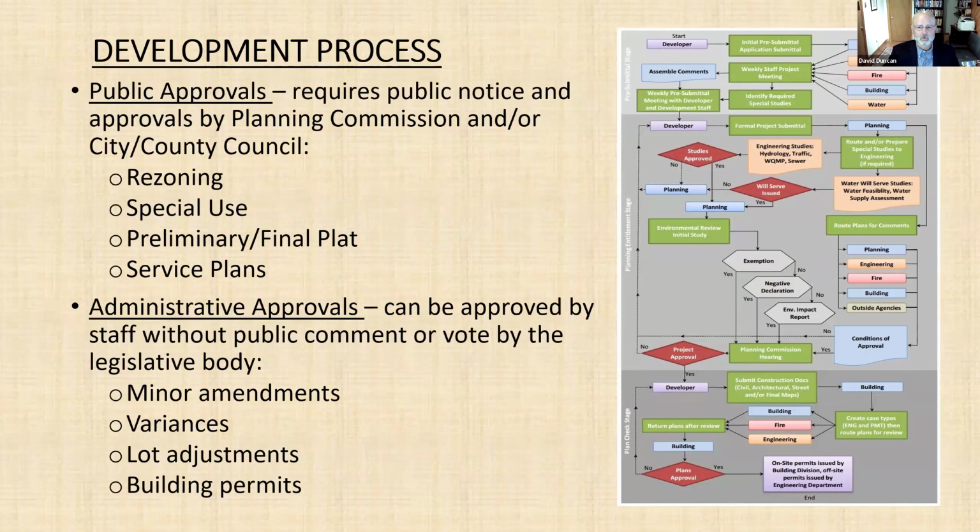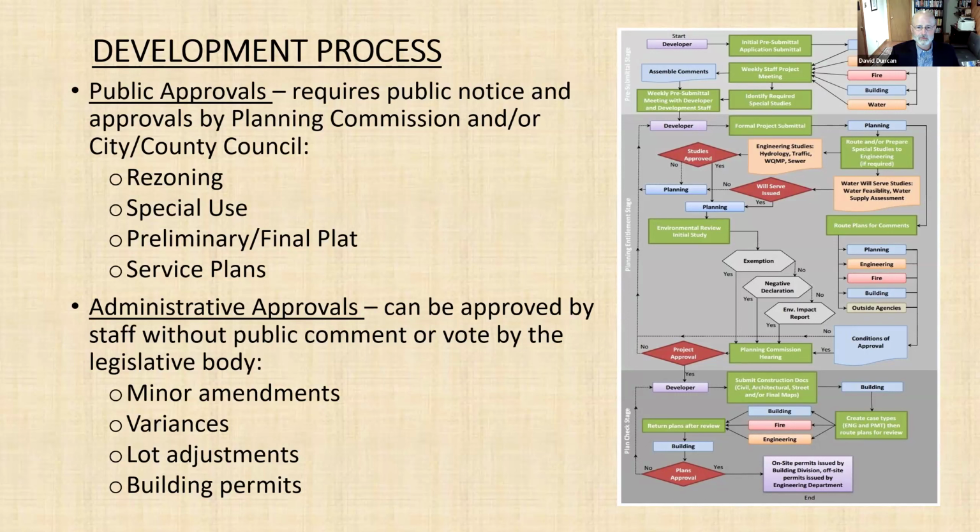And that is more or less a generic kind of flow chart, but very accurate on what it takes to get something from the beginning to the end and actually build something. Public approvals require public notice and approvals by planning commission and or city council. Types of public approvals are rezonings, requests for special use, preliminary and final plats, which is for a subdivision, and service plans for metro districts are usually approved by the local jurisdiction.